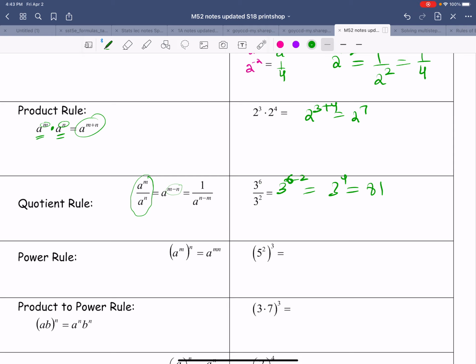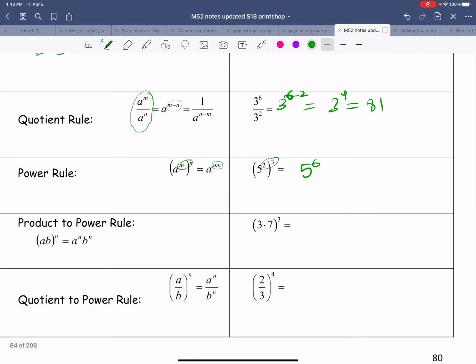Power rule. So if you have an exponent inside and an exponent outside of the parentheses, those two exponents will multiply. So it would become a to the power mn. Here's an example. 5 to the second power raised to the third power. 2 and 3 will multiply and become 5 to the sixth power.